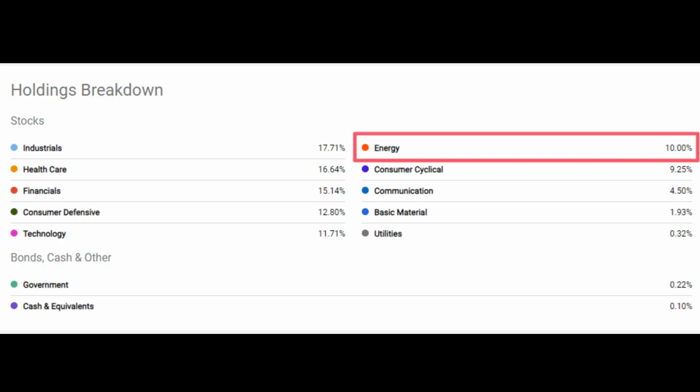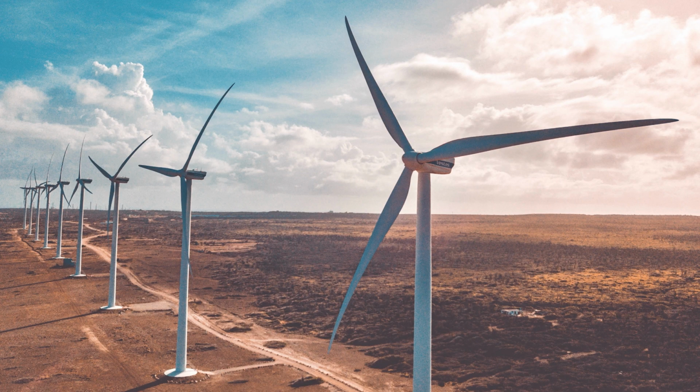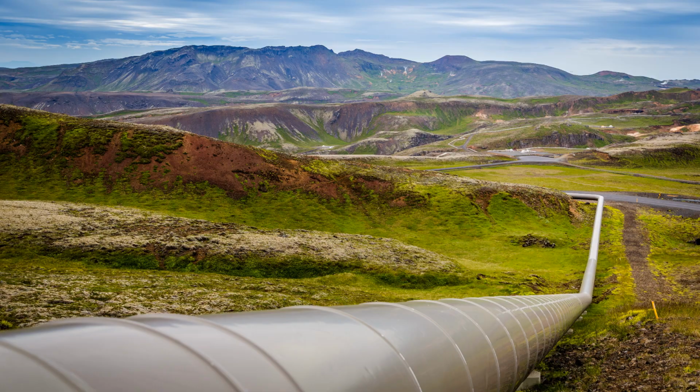Okay, next one, energy. The energy sector involves companies that produce and distribute energy resources like oil, natural gas, and electricity. It includes industries such as oil and gas exploration and production, renewable energy, energy transportation like pipelines, etc. The oil and gas industry's performance is closely tied to the price of oil and gas and also to the demand for these resources, and so is highly cyclical.